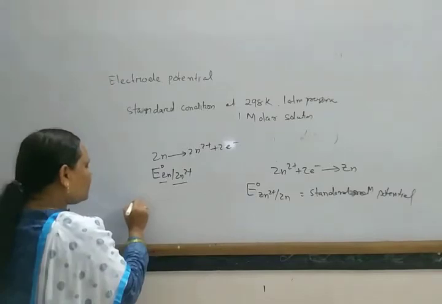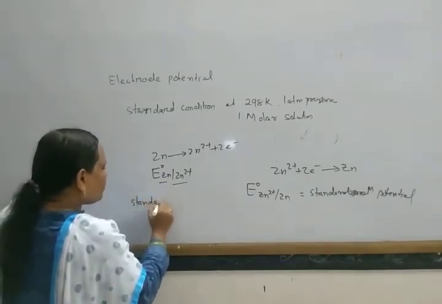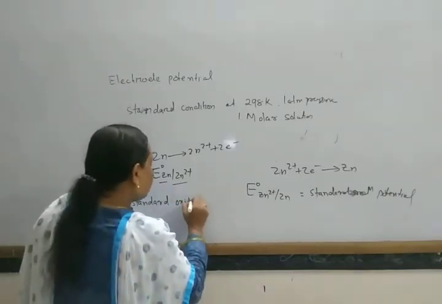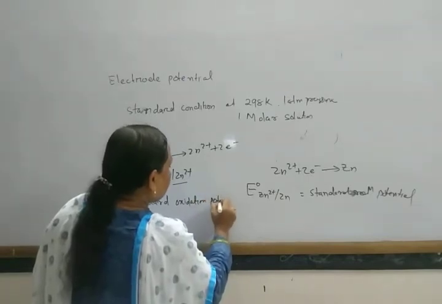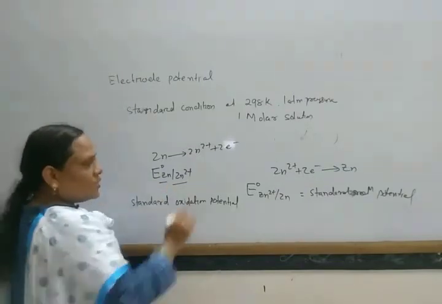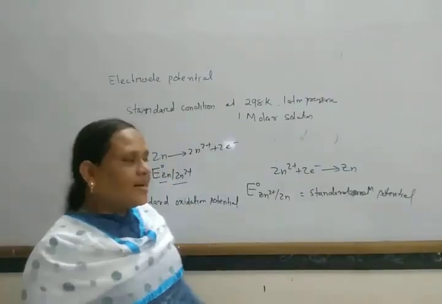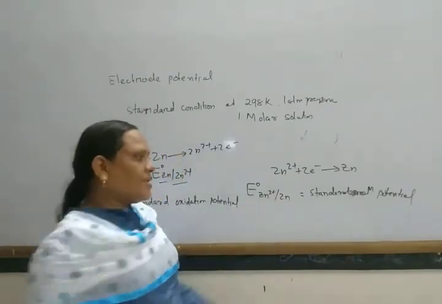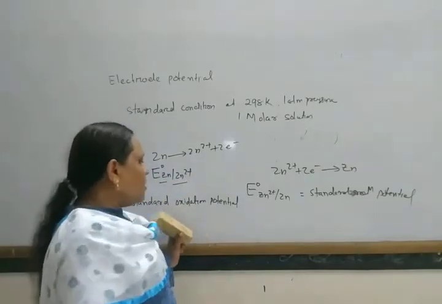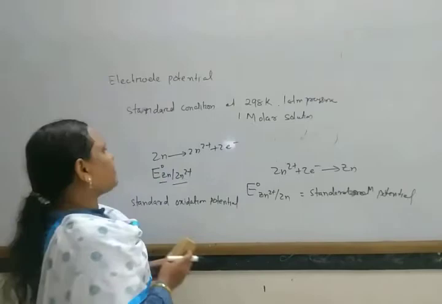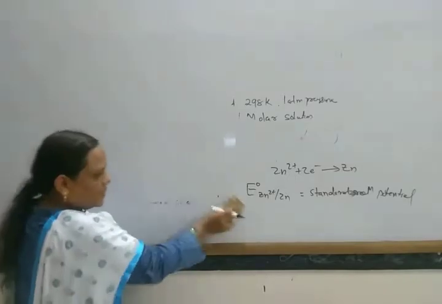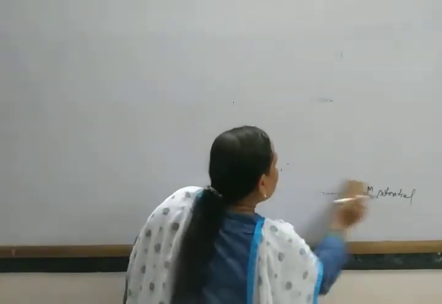So E naught here represents the standard oxidation potential. It is very important to identify whether the oxidation potential or the reduction potential is being referred to. If metal ion followed by metal, that is your reduction potential. Metal followed by metal ion, then that is your oxidation potential. Okay. So this is about electrode potential. Now next come to cell potential.